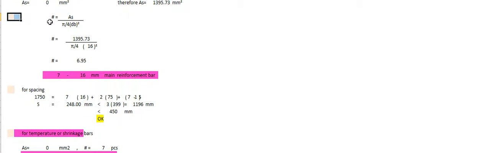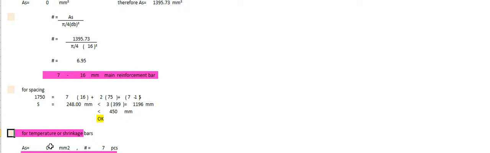To calculate number of bars, it is equal to As over pi over 4 times d times b to the power 2, which is 6.95, rounded up to a whole number, becomes 7 numbers of 16 mm diameter main reinforcement bars. For spacing of rebars, 1750 equals 7 number times 16 bar diameter plus 75 clear cover times 2 both sides plus 7 number minus 1 times spacing S, so spacing is equal to 248 mm. As per the code it must be less than 3h, which is 1196.34, and 450 mm, so it is okay.